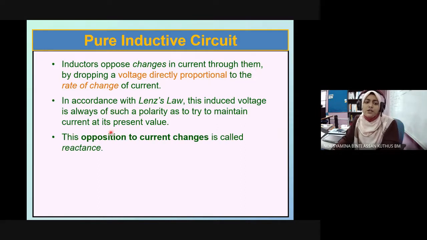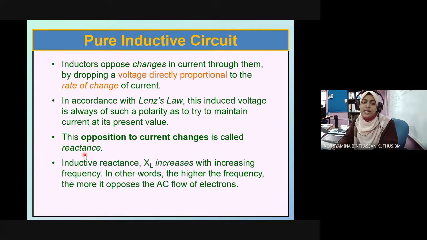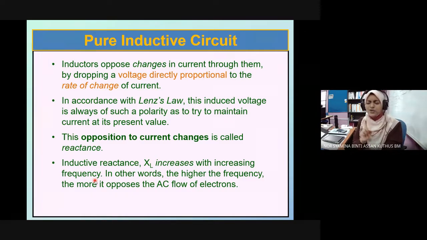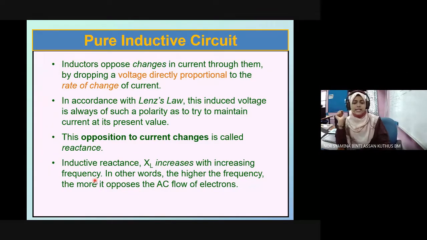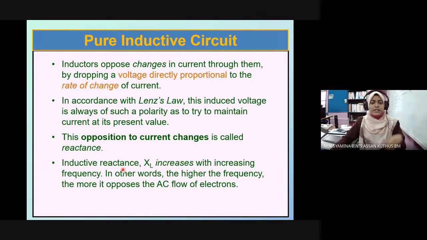Apa itu polarity? So this opposition to current changes is called reactance. Sebab itu XL itu adalah inductive reactance. Okay. So inductive reactance akan increases with increasing frequency. Sebab ingat XL dia punya formula is equals to 2 pi FL. Okay, as I've said tadi, frequency will affect your inductance. So by increasing your frequency will increase your inductive reactance. So higher frequency, lagilah tinggi dia akan oppose the current flow. Boleh?